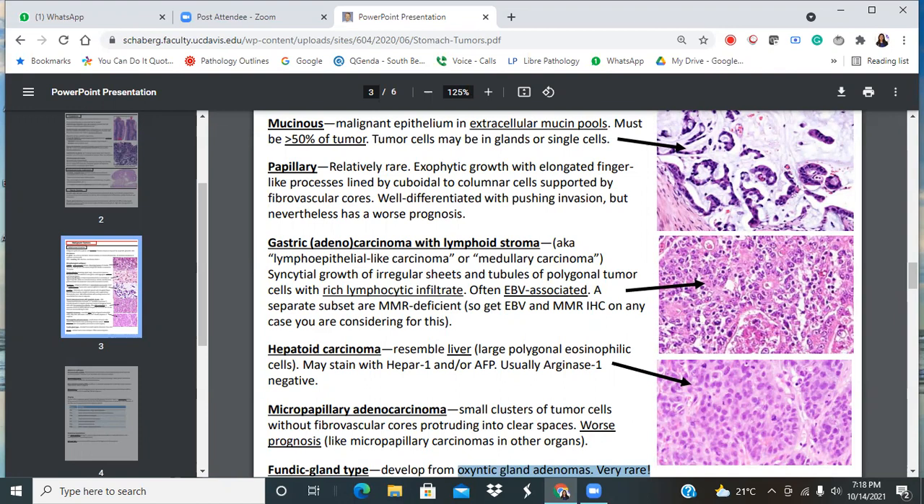I have a quick question. Has anyone seen a hepatoid adenocarcinoma of the stomach? I think the PIP slides had one at some point, maybe 7 years ago or something. But yeah, I'm curious. I haven't seen one in my practice. Yeah, I haven't seen one either. Okay, let's move on. But I am no GI pathologist.